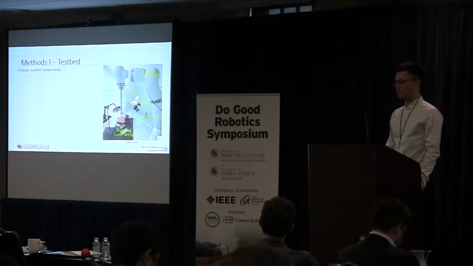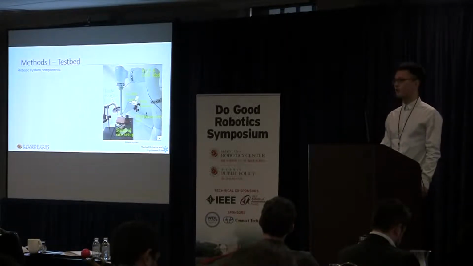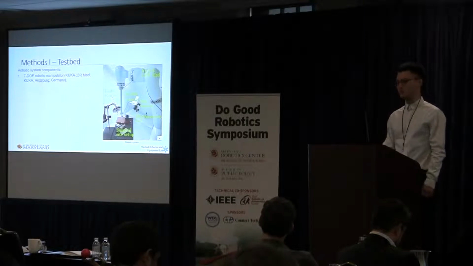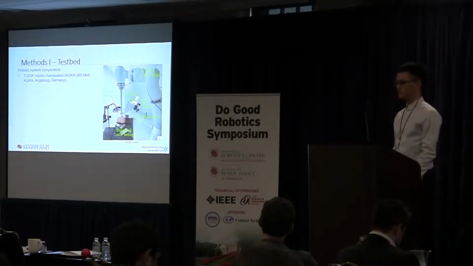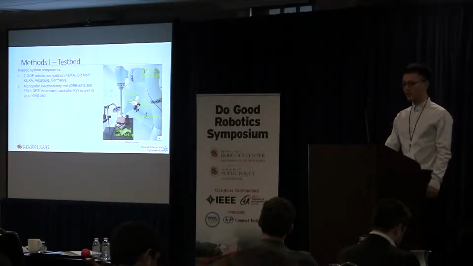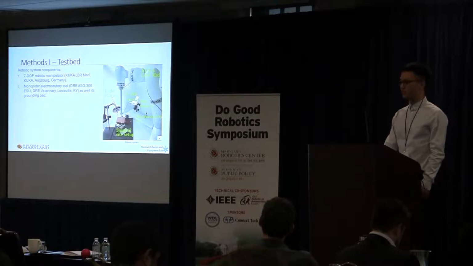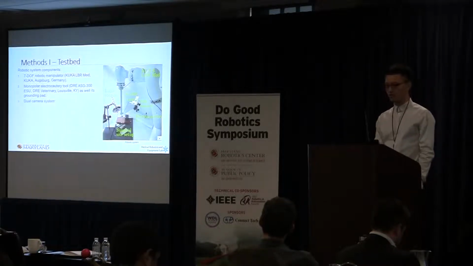Method 1, first allow me to introduce our medical robotic system to you, which is mainly comprised of 3 components. The first component is, of course, the robotic manipulator. We use the 7-degree-of-freedom KUKA LBR Med arm. And the second component is a laparoscopic monopolar electrosurgery tool, which is mounted on the flange of the KUKA arm.